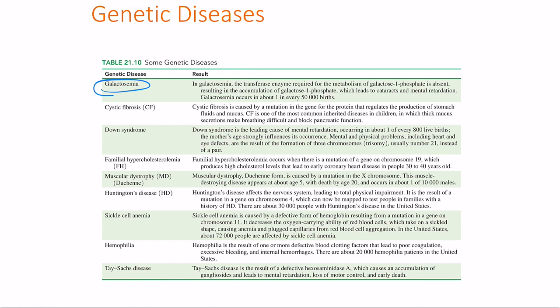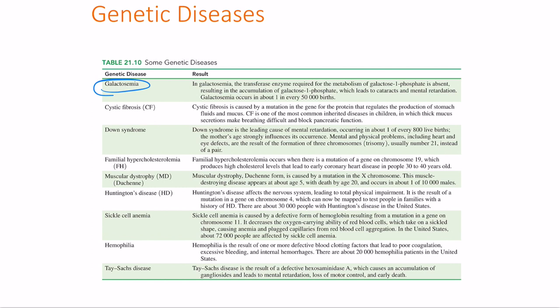You have Down syndrome, which is the leading cause of mental retardation, which occurs in about one of every 800 live births. The mother's age generally strongly influences its occurrence. The mental and physical problems, including heart and eye defects, are the result of having three chromosomes, usually number 21, instead of a pair.